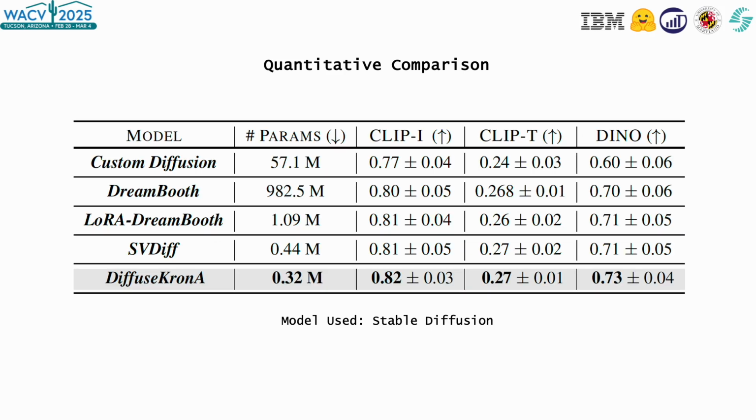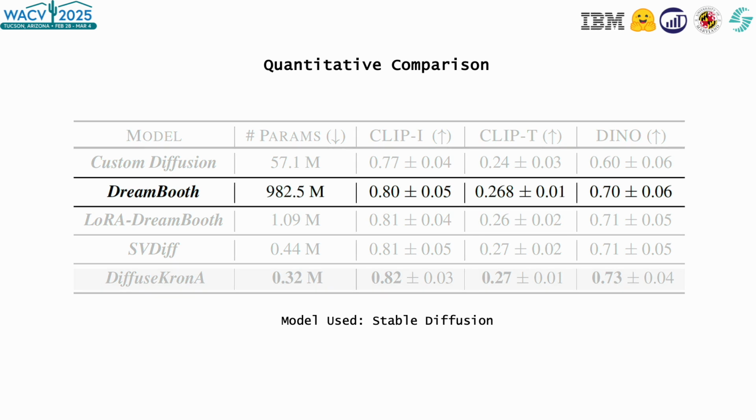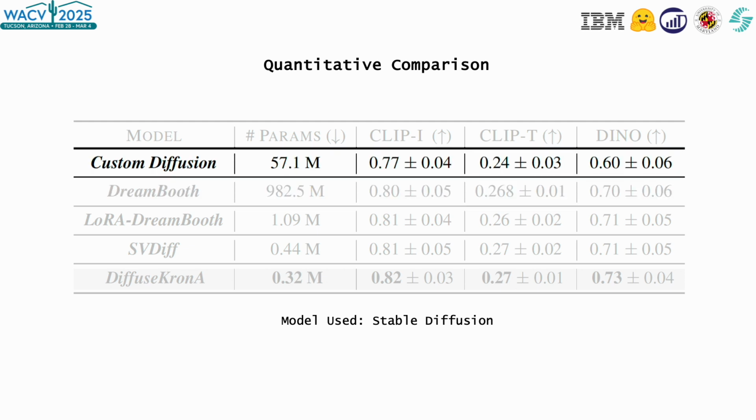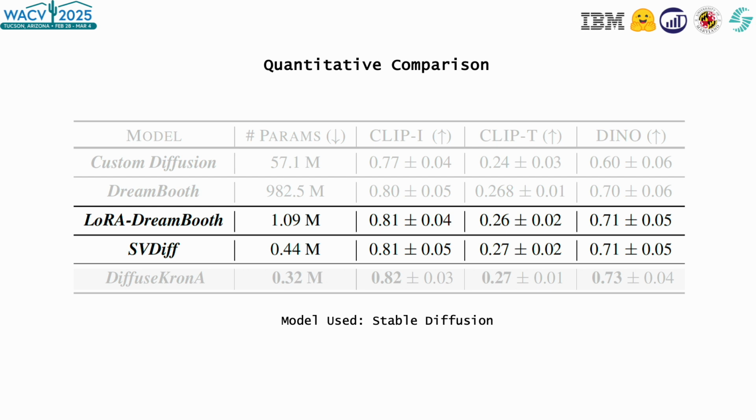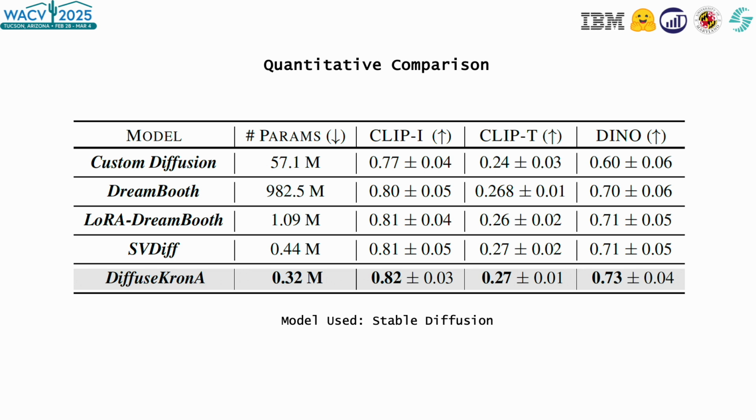In the evolving landscape of AI efficiency, balancing model size with performance is critical. First, observe the parameter counts. Vanilla DreamBooth at 980.2 million parameters sets a baseline for quality but demands immense computational resources. Custom Diffusion reduces this to 57.1 million, yet struggles to match performance. Meanwhile, LoRA-DreamBooth and SV-Diff push efficiency further with 1.09 million and 0.44 million parameters respectively, but still lag behind in key metrics. Now look at DiffuseKronA.